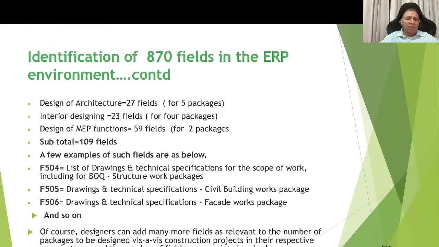A few examples of such fields are as below. F504, for example, indicates the list of the drawings and technical specifications for the scope of the work, including for the BOQ for the structural work packages. F505, drawings and technical specifications for the civil building works packages. F506, designs and drawings and technical specifications for the facade work packages, and so on.